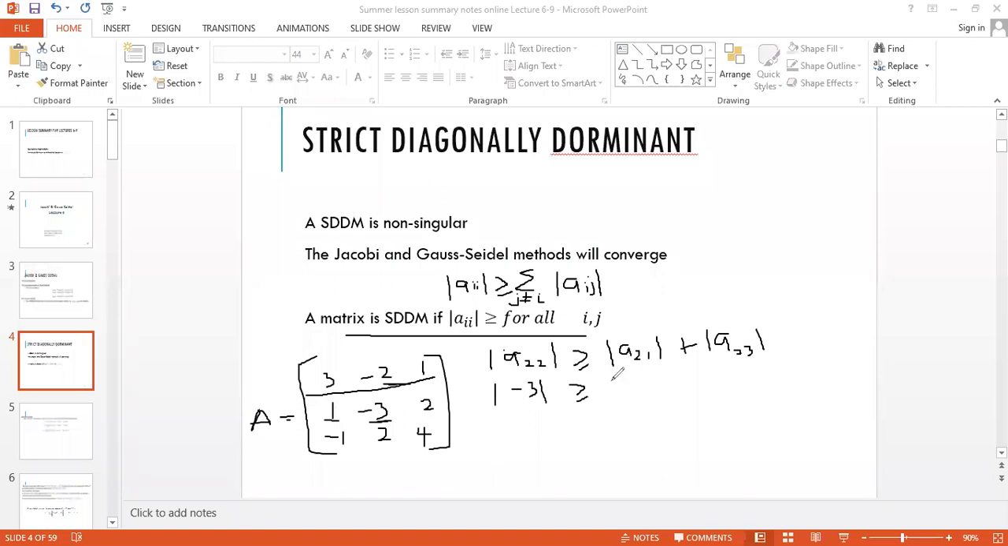Absolute of 1 plus absolute of A23, this is it, 2. Okay, so absolute of A23 is 2. And then this will give us what? This gives you 3. Once again, it will be 3. Is greater than or equal to what? 3. Okay, so the condition is also satisfied when i is equal to 2.